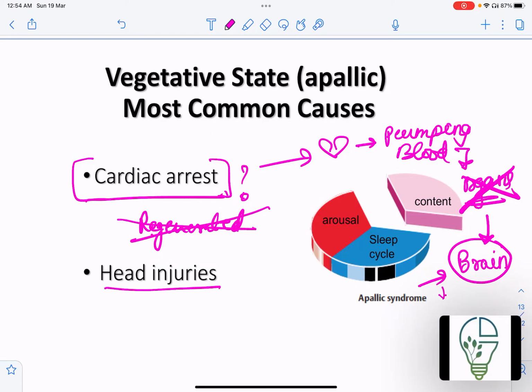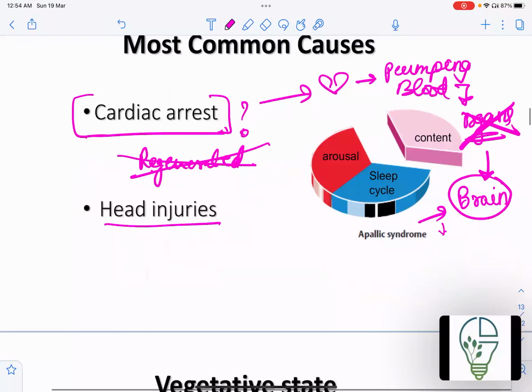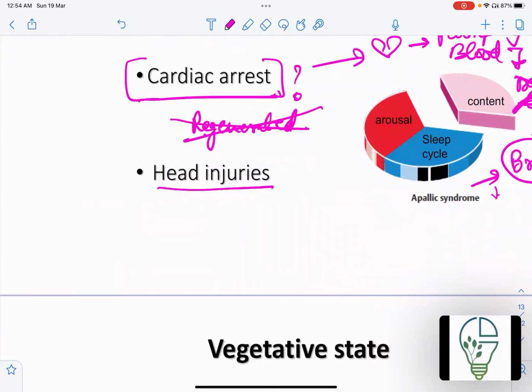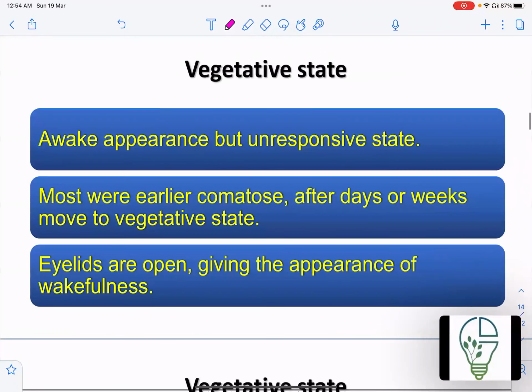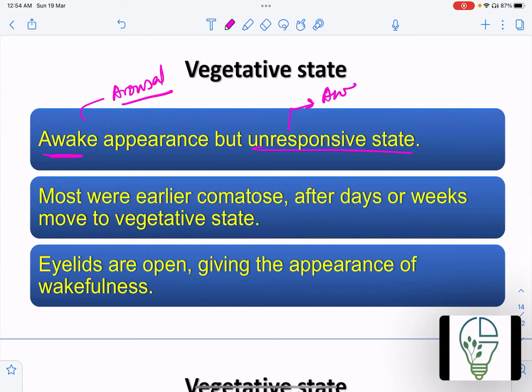Head injuries are also a very common mechanism because it's very obvious. They can actually have direct loss of function because of the injury, due to bleeding, due to tears, due to skull fractures, etc. In the vegetative state, there is an awake appearance. Why? Because arousal is still intact, right? But it is an unresponsive state, meaning their awareness is not there. So they will no longer be able to communicate, have judgment, orientation, all of that.